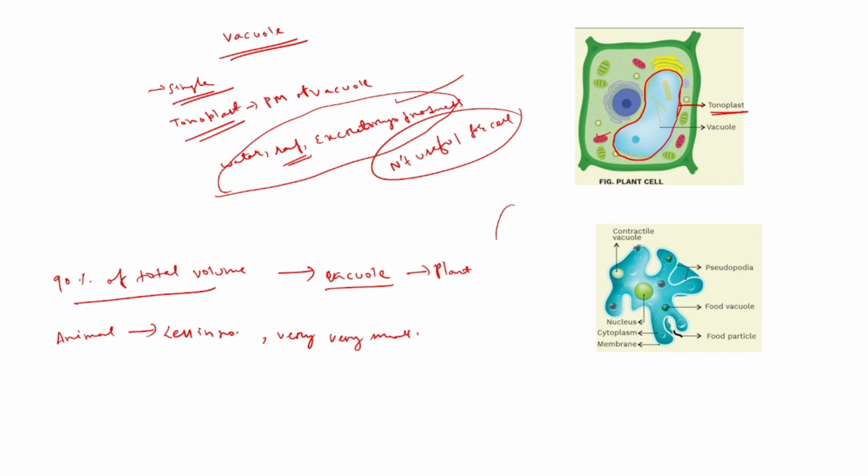That means in the plant cell, the vacuole looks like this. In the animal cell, the vacuole looks like this. But in the plant cell, this vacuole is very huge. So what is the main function of the vacuole? The main function is this: through the tonoplast, the ions of the solute are transported into it through active transport.